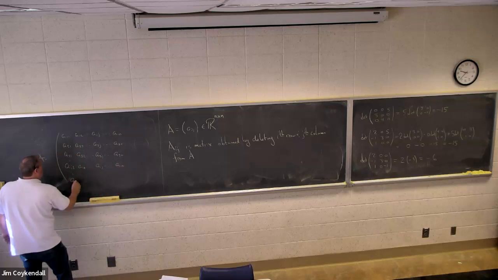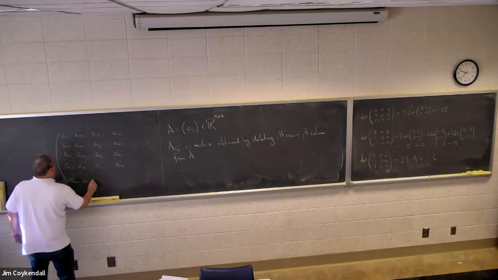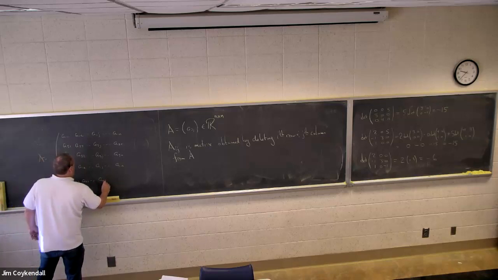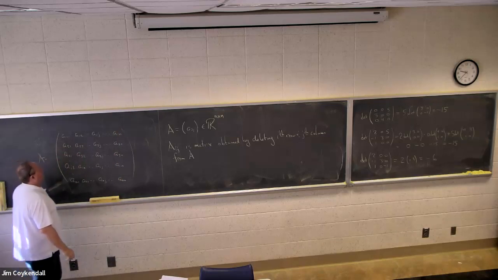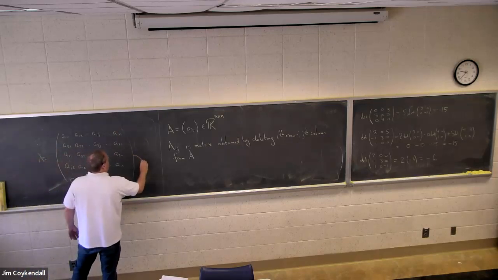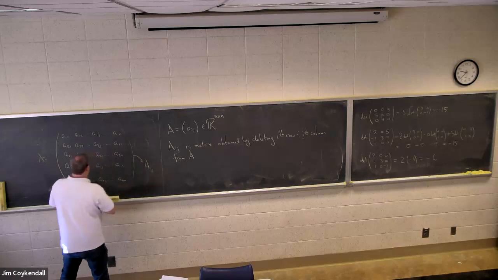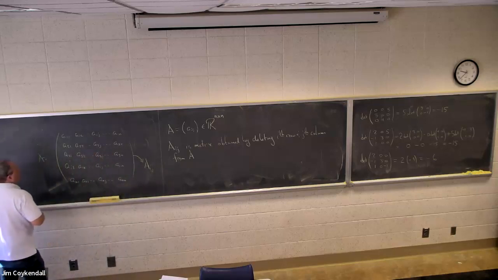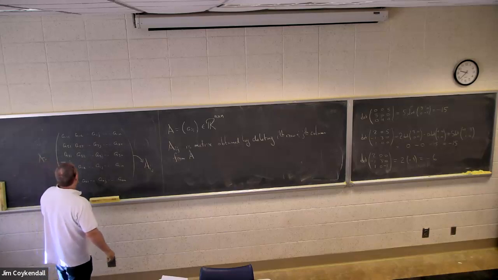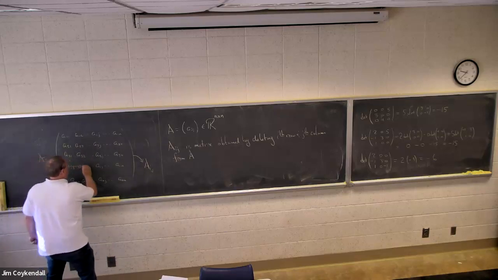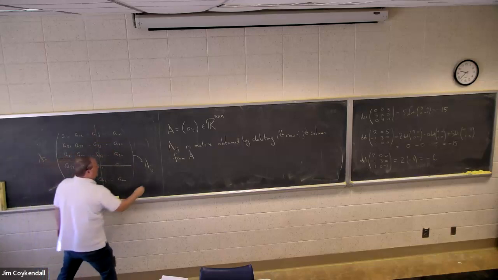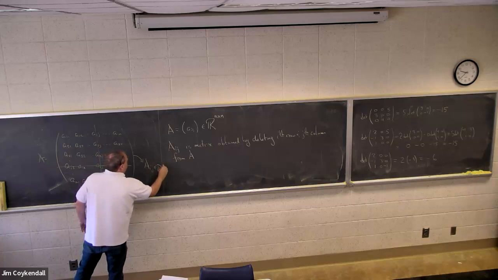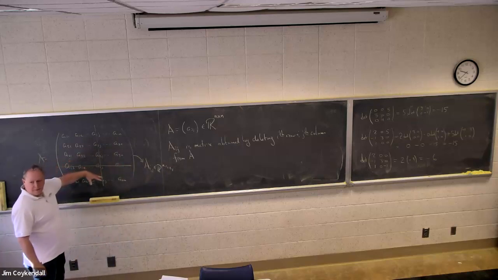Finally all the way down, A1, A2, A_j. So A_ij, what do you do to get A_ij? You delete the ith row and the jth column, collapsing down to this, which is smaller. Right?